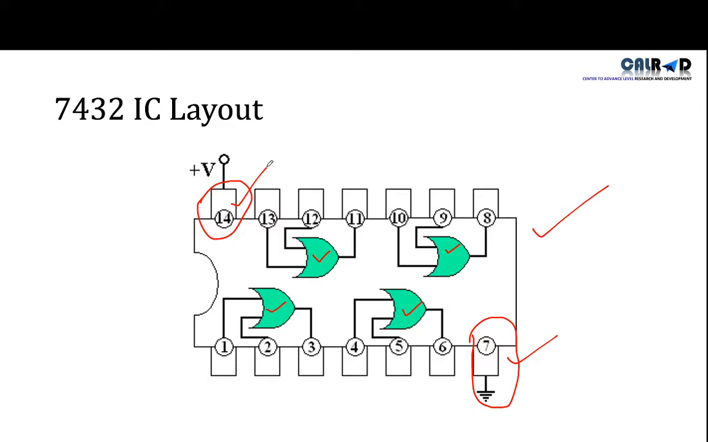In all the ICs which are used for different gates, these pins are fixed. We will always provide pin 14 with the positive terminal and pin 7 with the negative or ground terminal. The rest of the pins are for input and output of the OR gate.